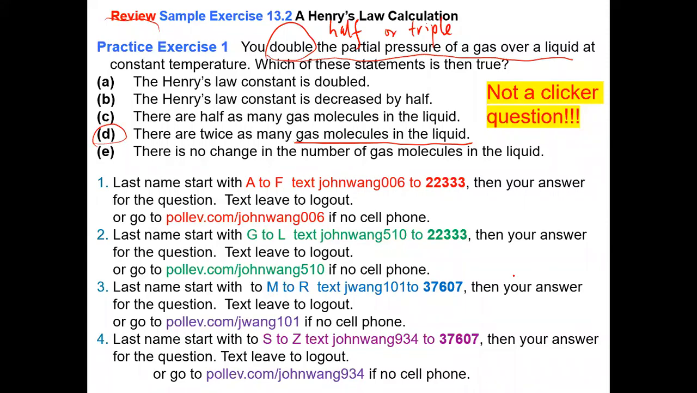So what is the number if I halve, or reduce, the partial pressure to half? It's going to halve. The same answer. What about if I triple the pressure? It triples. If I quadruple, 4 times, it's 4 times, right? Yep. Okay. So that is Henry's law.